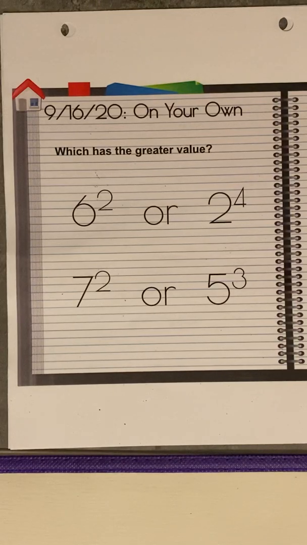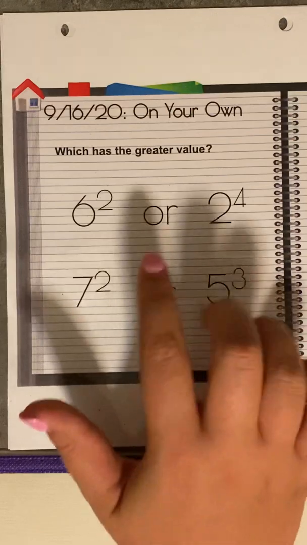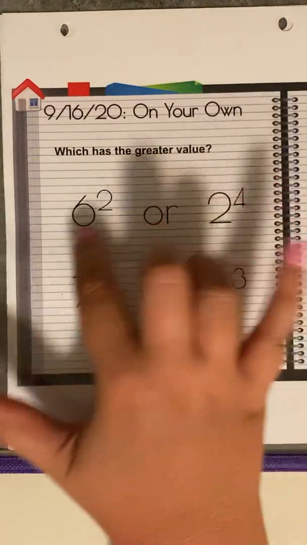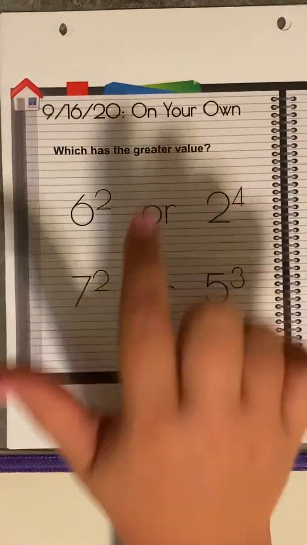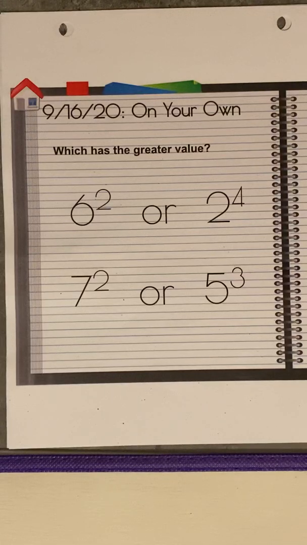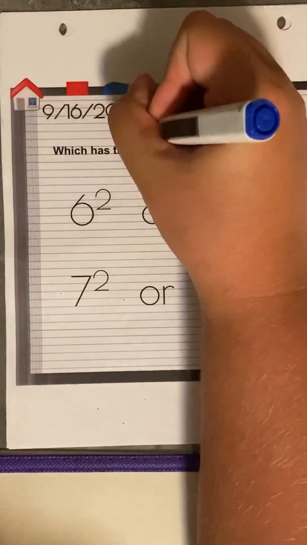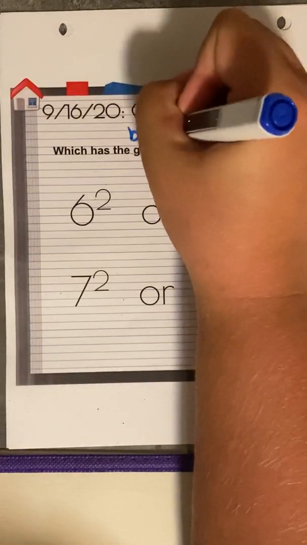Which has a greater value? So you're going to see circles on your screen that are around the or. You will drag that to which one is the greater or the bigger value. Remember, greater also means bigger. So I'm going to write bigger.